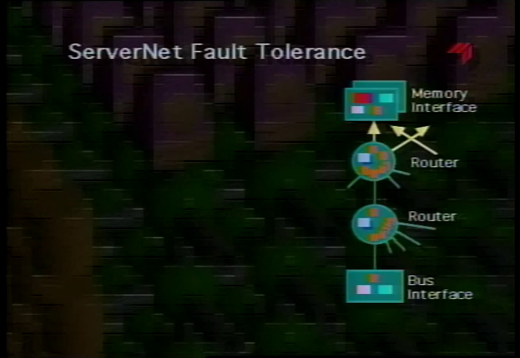Throughout the ServerNet design, we've built in a number of features for fault tolerance. It's very difficult to design a network out of standard components and then try to add the fault-tolerant features in later. Fault tolerance requires detecting faults as they happen and containing those faults so that they don't propagate to the rest of the system. Here we see a simplified diagram of one of the systems with the processor interface chips at the top, bus interface at the bottom.